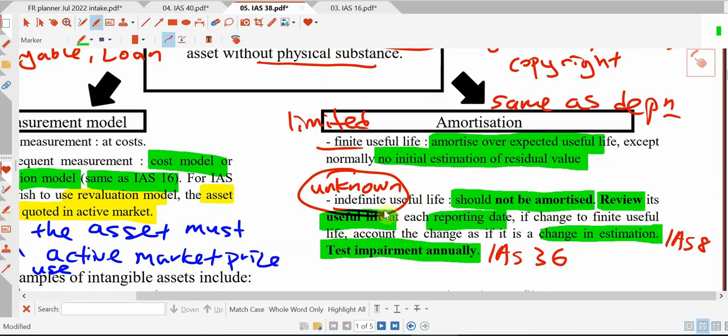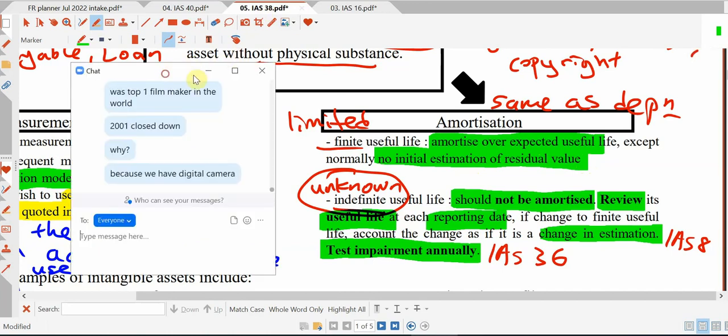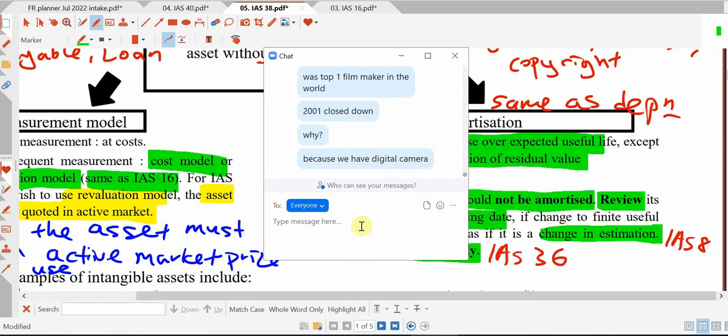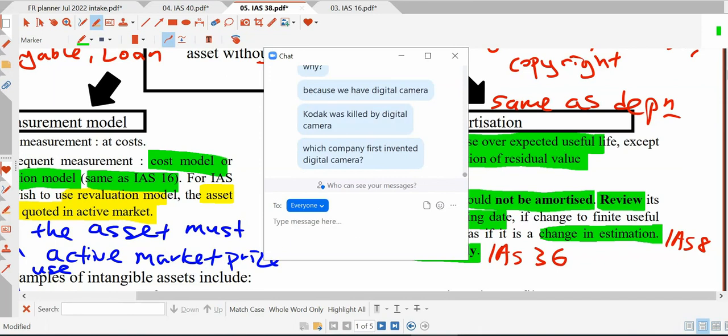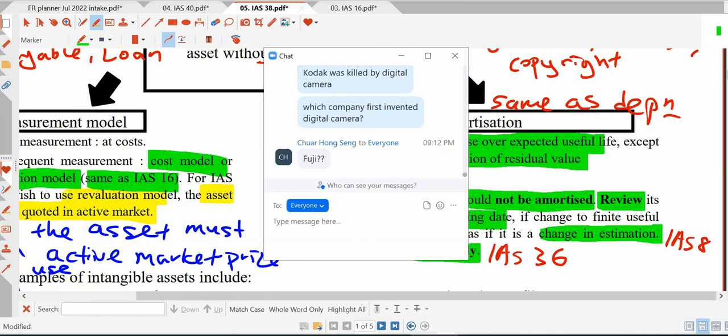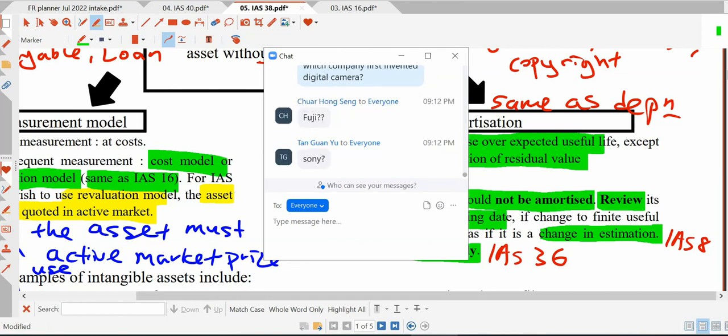Okay? Now talking about Kodak, I want to tell you a bit more about this. Side story, not relevant to the accounting standard. So Kodak was killed by the digital camera. Am I right? Okay. Which company first invented the digital camera? Do you know? If I ask like this, I think you know which company. Not Fuji. No, not Sony. No. Is this company called Kodak? Same. Kodak invented digital camera technology in the 1970s, very early.